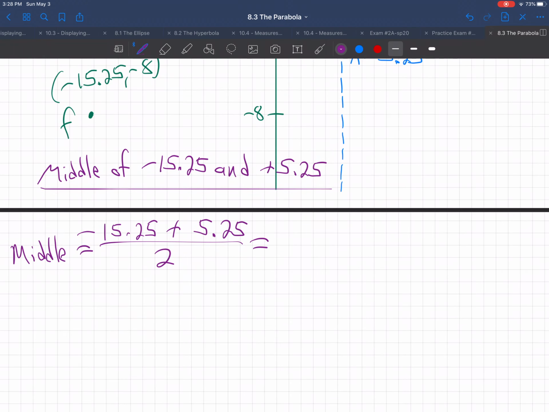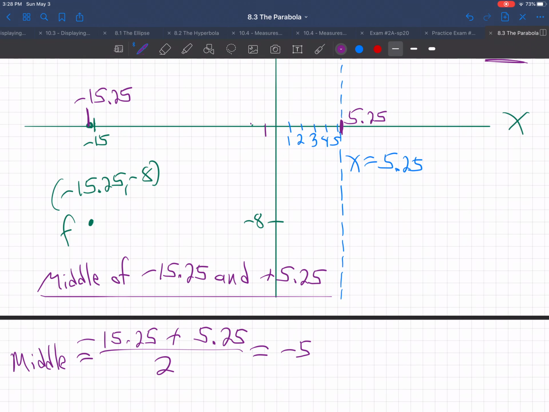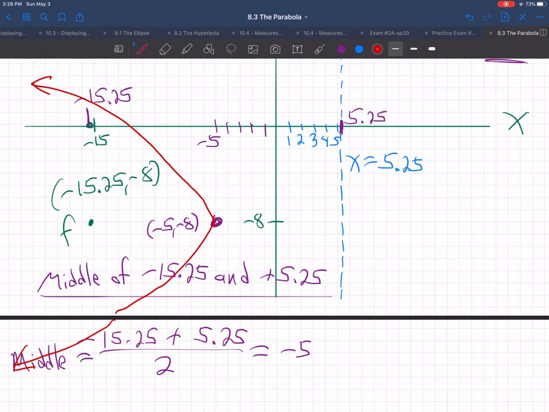So use your calculator. I think that's going to come out negative 5, isn't it? If I'm thinking right. Yeah. So negative 5. So that means the center is 1, 2, 3, 4, 5 back 5, and we know it's right here because it's got to be lined up with the focus. So there's the center, back 5, down 8, and the parabola must be going this way and this way.